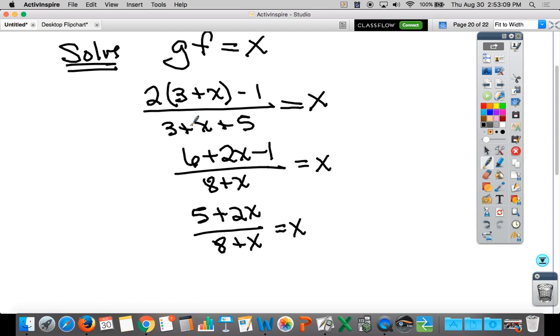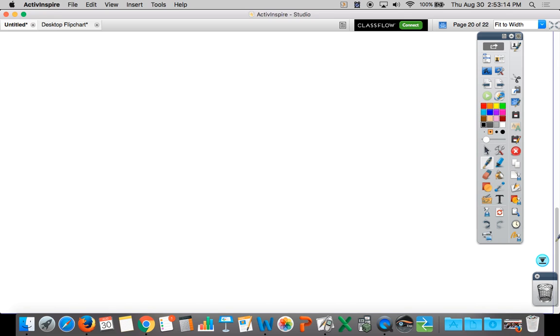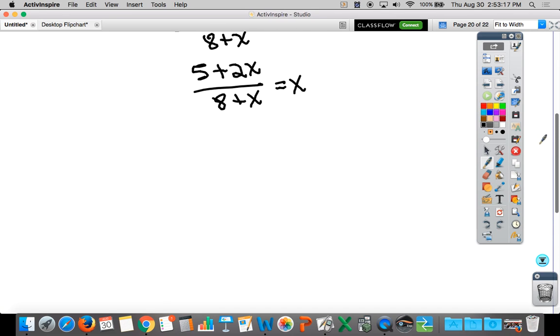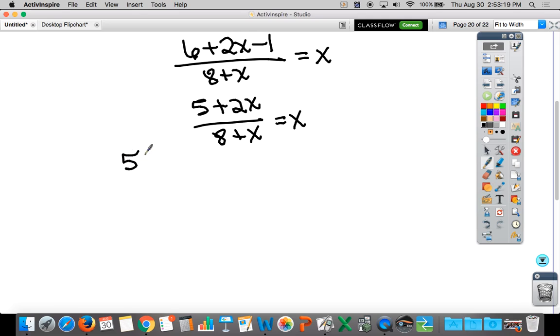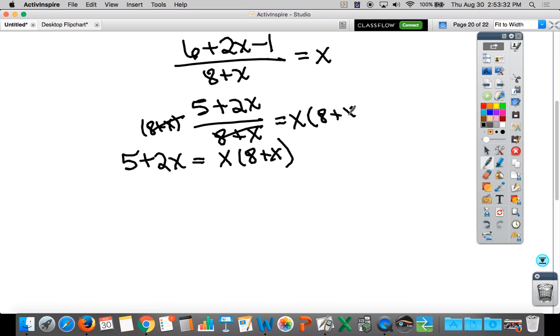So, how am I going to start solving this? Okay, multiply by the denominator. We can always start with that. So now that gives me 5 plus 2x equals, multiply by 8 plus x, gets rid of it here, multiply by it here. So that gives me this, and I'm about to see something that I'm going to like. I like these now. What do I have? A quadratic.